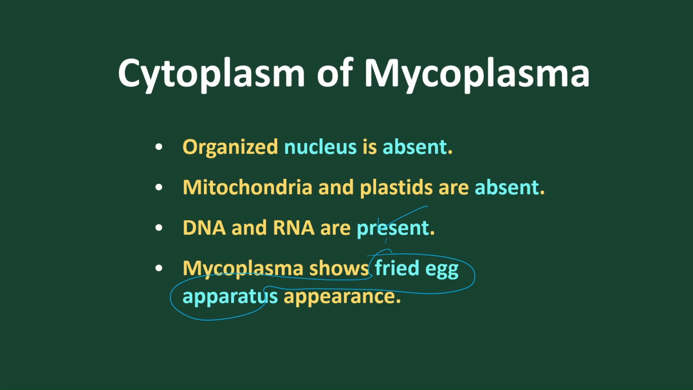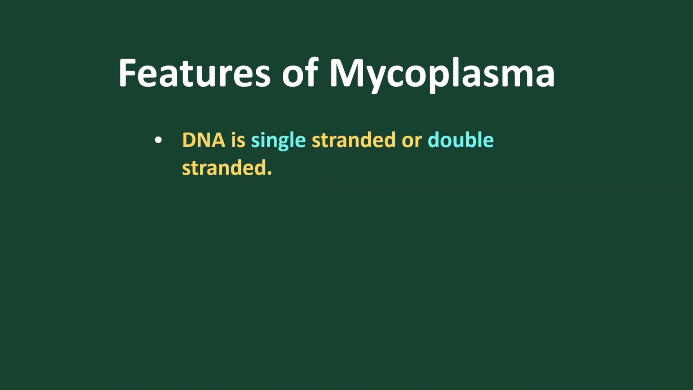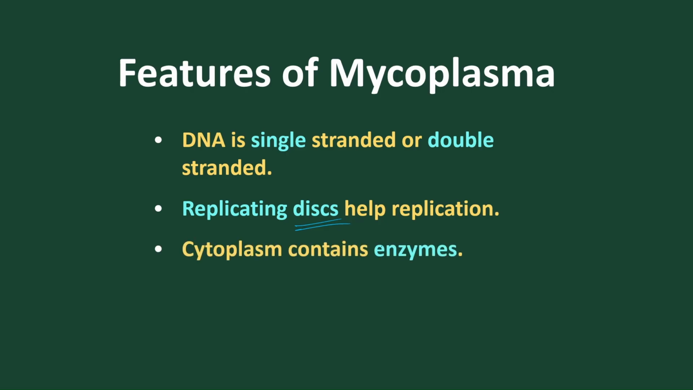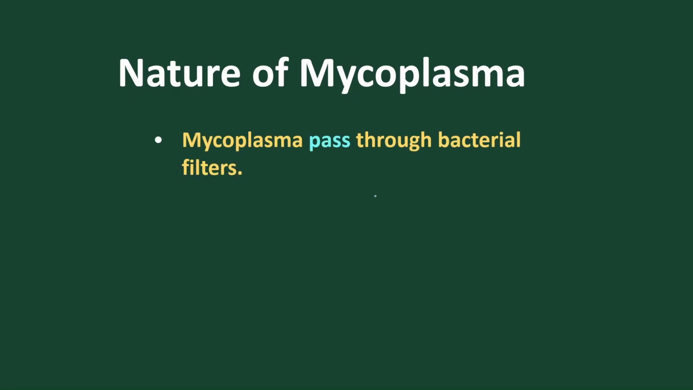So it's a fried egg apparatus. It looks like a fried egg apparatus. The DNA is single stranded and double stranded; both DNA types are found. Replicating discs are present that help in replication, as I have told. Cytoplasm also contains enzymes for metabolic activities. Now, Mycoplasma can pass through bacterial filters, so they are much more minute than bacteria. So these are regarded as the smallest cells.